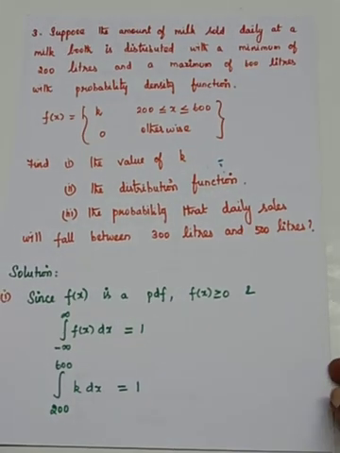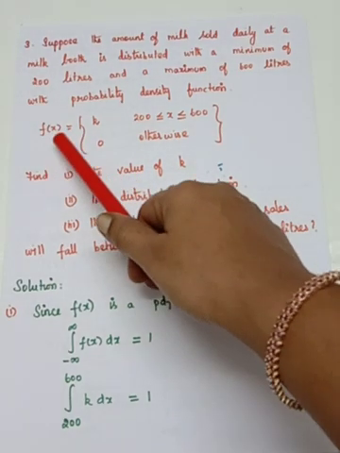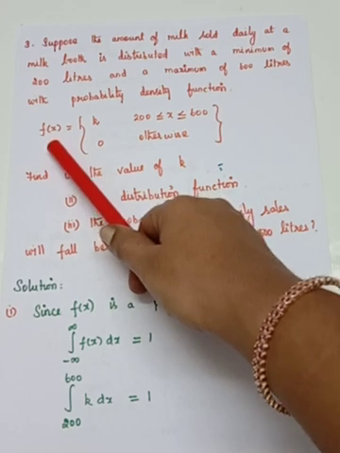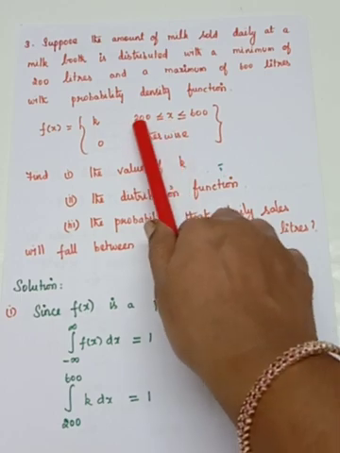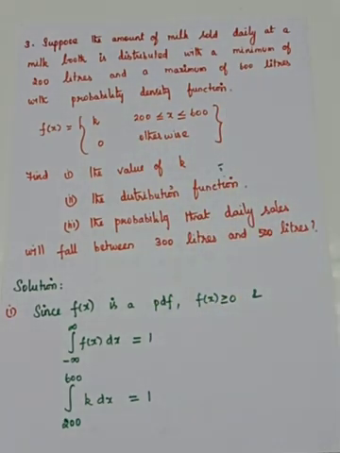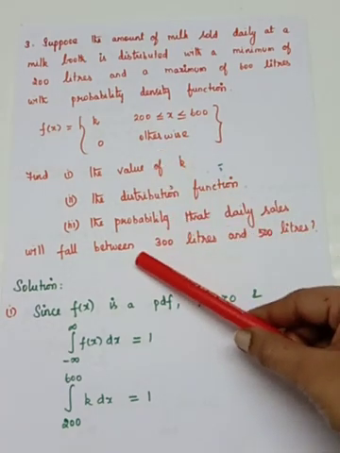Okay, coming to the third question. Suppose the amount of milk sold daily at a milk booth is distributed with a minimum of 200 liters and a maximum of 600 liters, with the probability density function they have defined. It's a small f of x, so it's a PDF, probability density function. It is k when x varies from 200 to 600, that is, it is greater than 200 and less than 600. Otherwise, your f of x is equal to 0. So the three results have to be found.